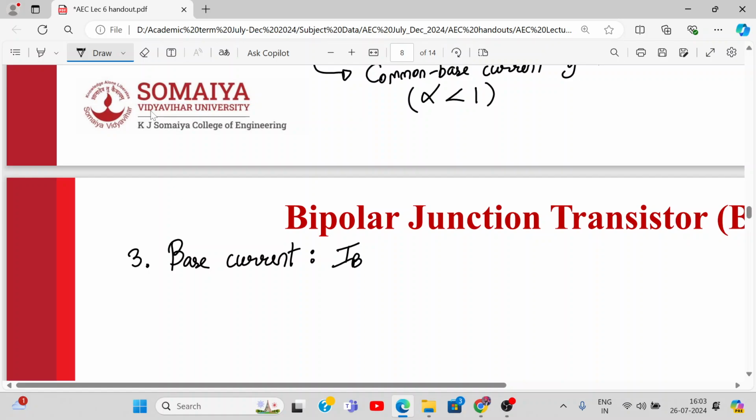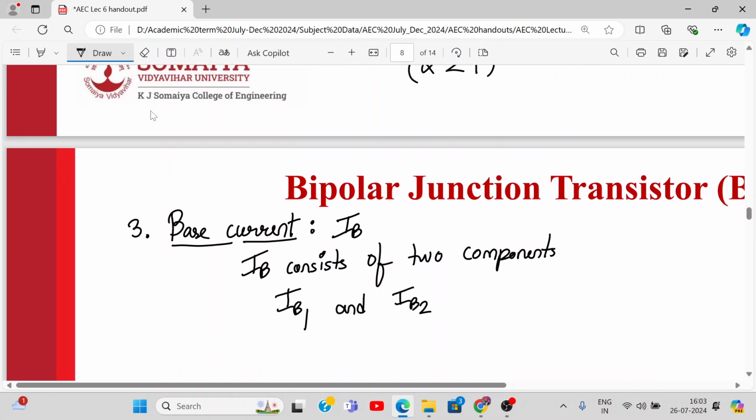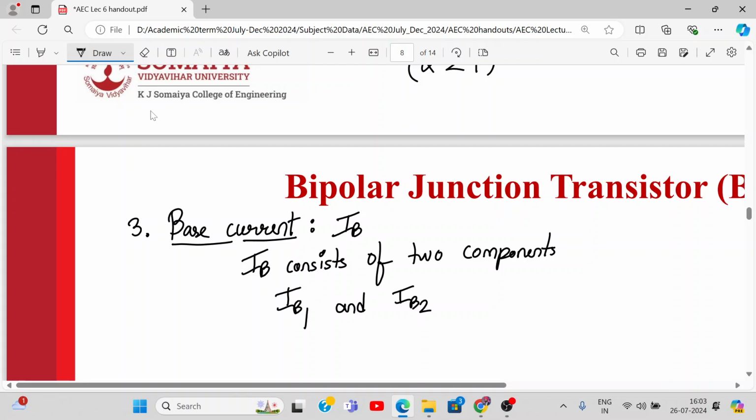Base current IB consists of, last statement please students, two components, IB1 and IB2. I think we have written the description of IB1 and IB2. Now write it down again over here. IB is actually the combination of both, IB1 plus IB2.